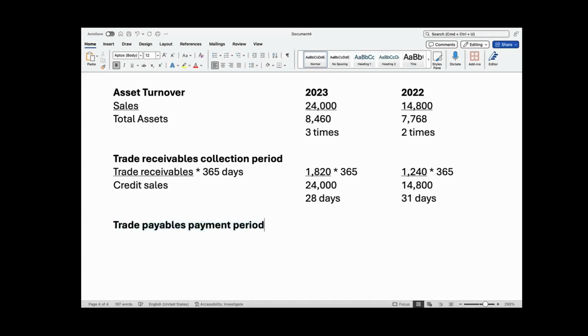Which is our trade payables, of course, times 365 days divided by credit purchases. In most questions, you will not find credit purchases. You can simply use your cost of sales for these credit purchases. So let's go to the question and get our trade payables.